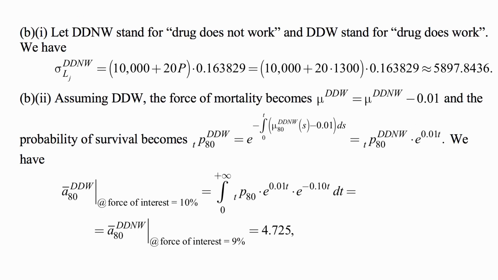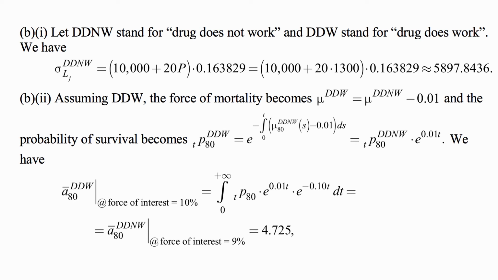Now let DDNW stand for drug does not work, and DDW stand for drug does work. We have the sigma Lj at DDNW equal to 10,000 plus 20p times 0.163829, and that's approximately 5897.8436, or almost exactly, very close to 5,900.